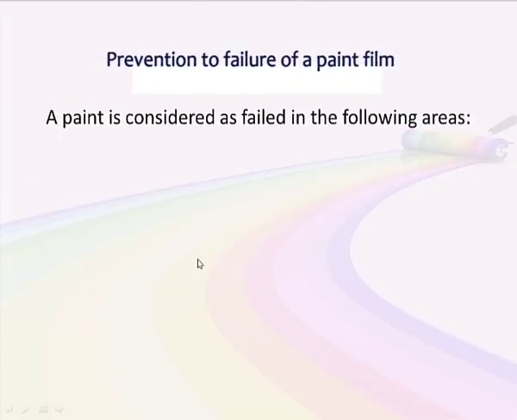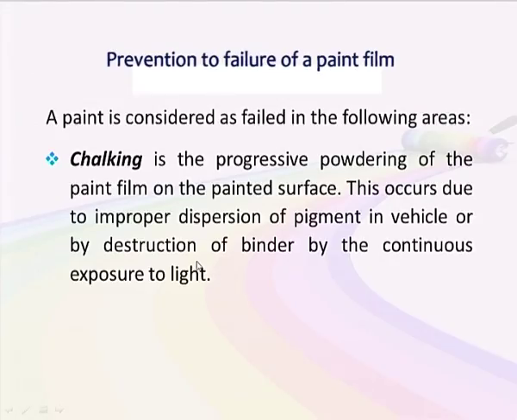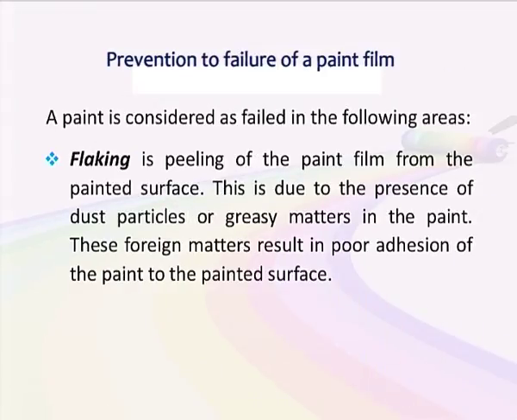Failure of a paint film. A paint is considered as failed in the following areas. First of all, chalking. Chalking means progressive powdering of the paint film on the painted surface. It happens many times that paint becomes a powdery substance. It occurs due to improper dispersion of pigment in vehicle or by destruction of binder by the continuous exposure to light. Flaking. This is peeling of the paint film from the painted surface.